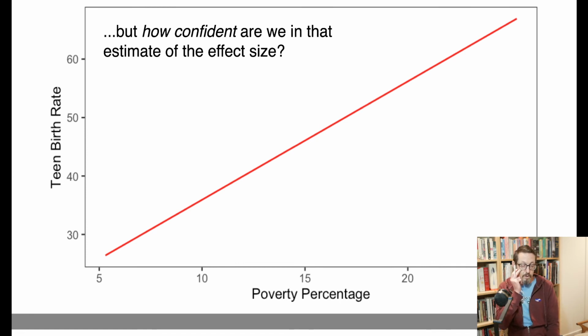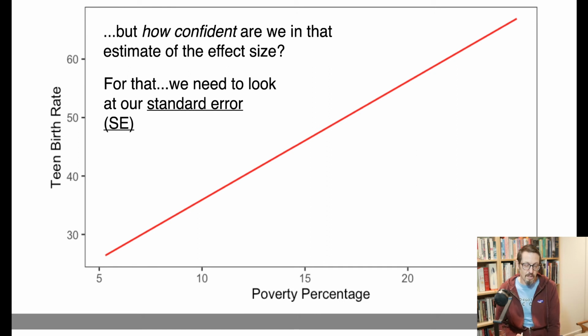But the question is, is that a good estimate? We have an estimate. It's the line slope. But, you know, random stuff is random. Is this a good measure of the effect size? For that, we need to look at what I was talking about earlier, the standard error. Okay?